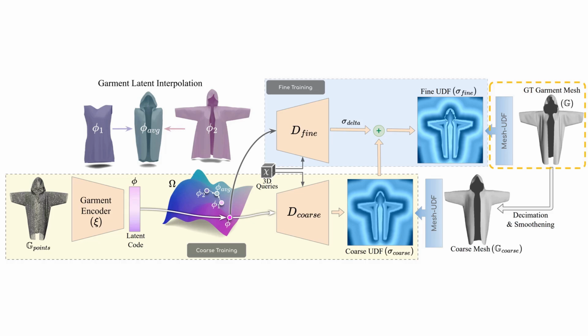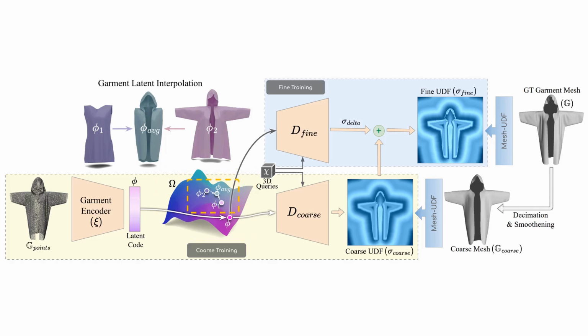For computing UDF losses for backpropagation, we take ground truth garment mesh G and pass it to MeshUDF to obtain ground truth sigma fine. For coarse UDF, we take the original mesh, apply decimation and Laplacian smoothing, and pass it to MeshUDF to obtain ground truth sigma coarse. We also employ a latent loss, which encourages the garment latent space omega to be more organized and disentangled. Please refer to the main paper for details about the loss functions.